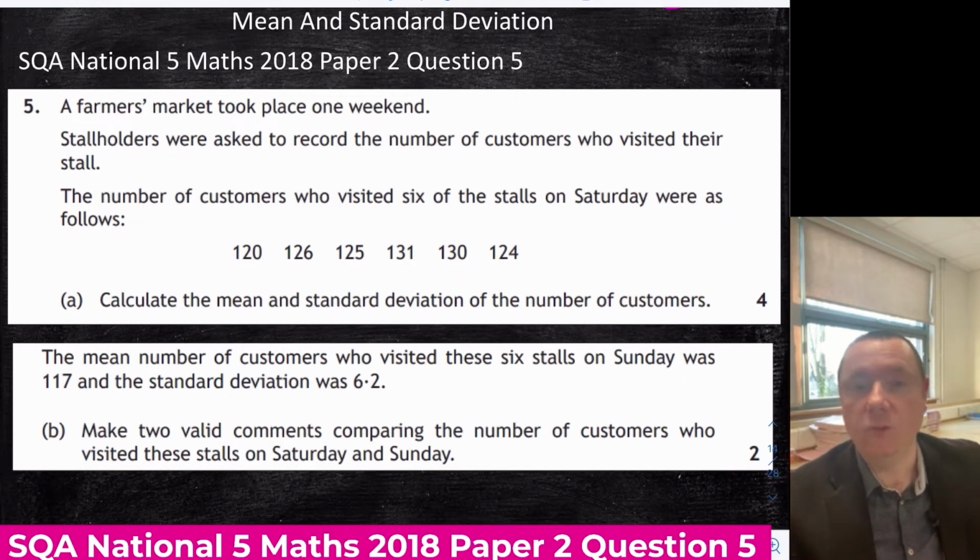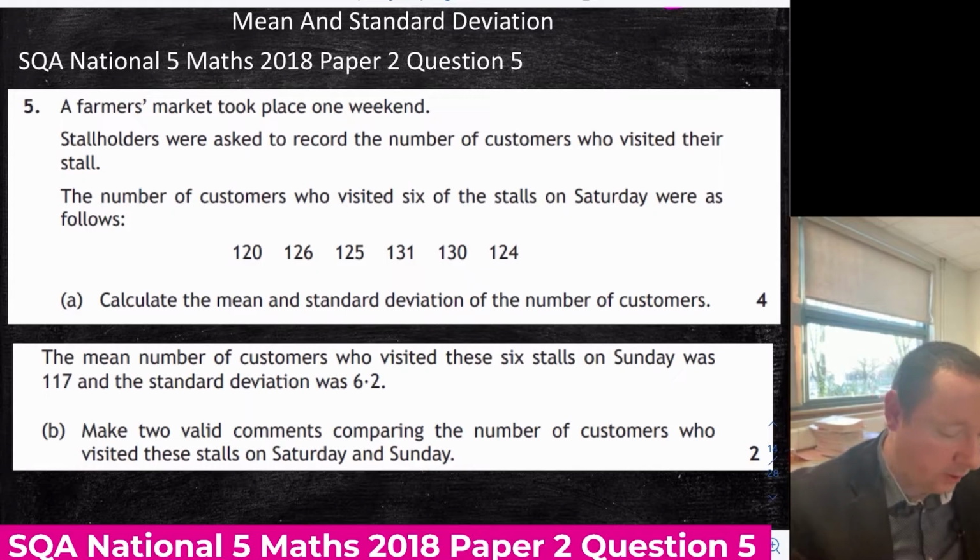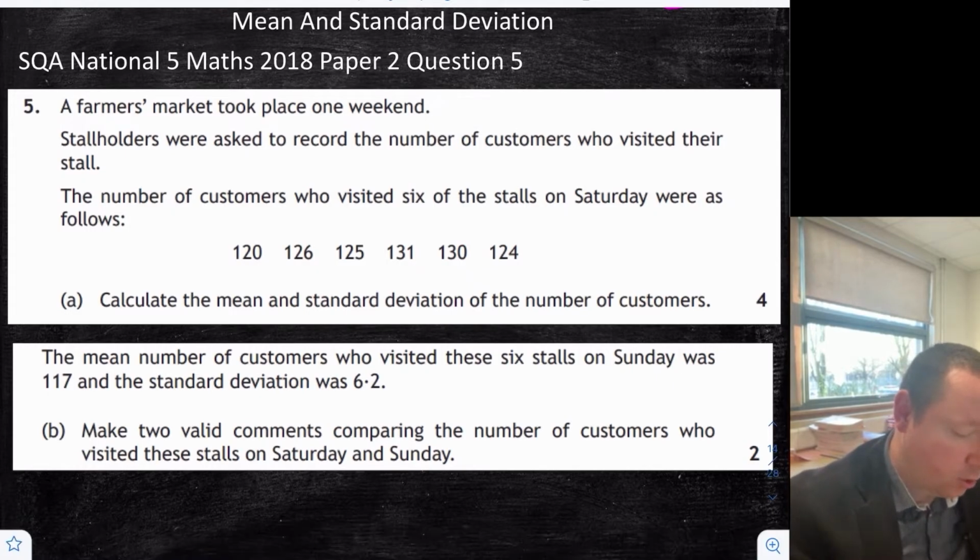Now, mean and standard deviation question this time. SQA National 5 Maths 2018 Paper 2 Question 5, a standard one here. A farmer's market took place one weekend. Stallholders recorded the number of customers who visited the stall. The number of customers who visited 6 stalls on Saturday were these numbers, calculate mean and standard deviation.